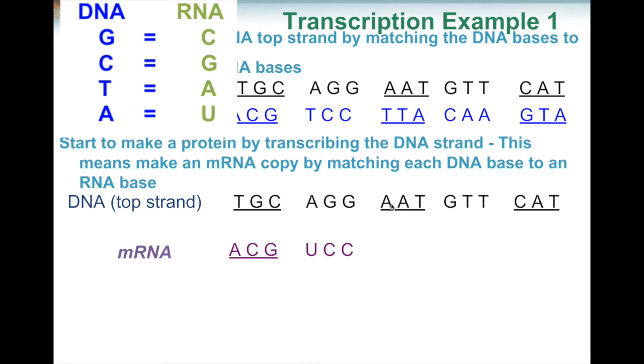What about the next one? AAT. A for DNA matches with U for RNA, and then T for DNA matches with A. So it should look like UUA. And here are the last 2 codons.